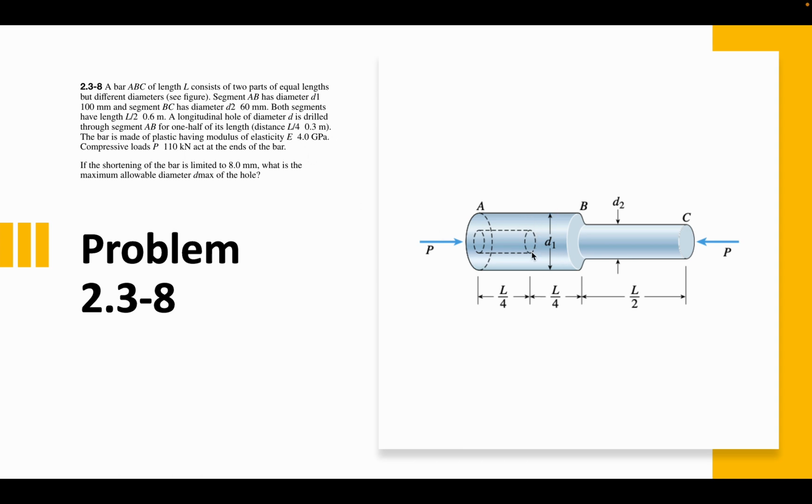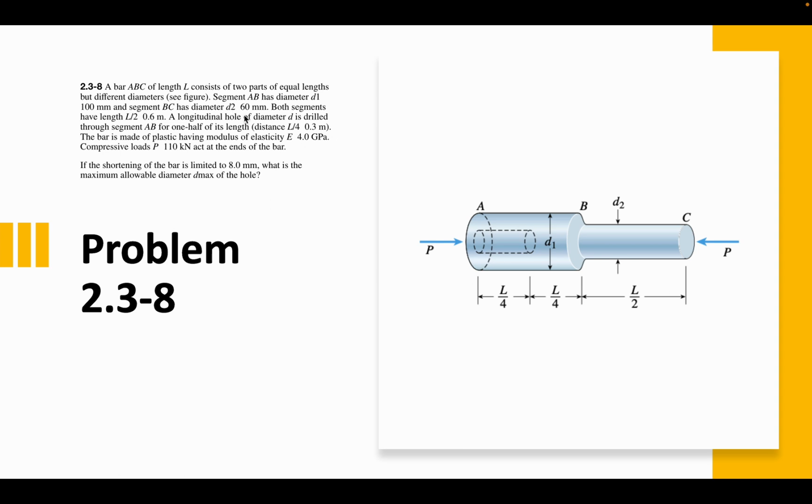As we can see in the figure, there are two diameters. Here we can say the diameter as D1 and here as D2. And we have also been given the values of D1 and D2 as 100 and 60 mm respectively. Also, both segments have length L by 2, which is equal to 0.6 meter. So the value of L by 2 is given as 0.6 meter.